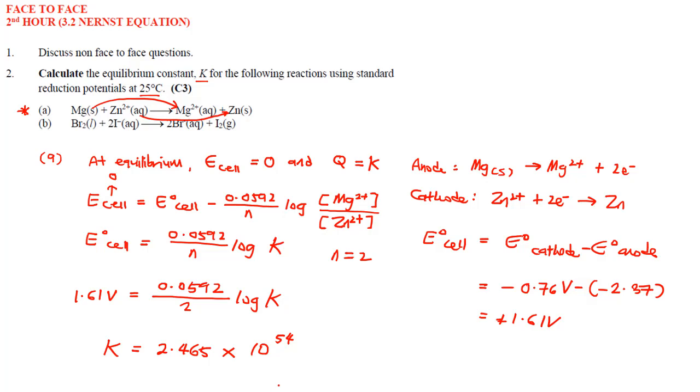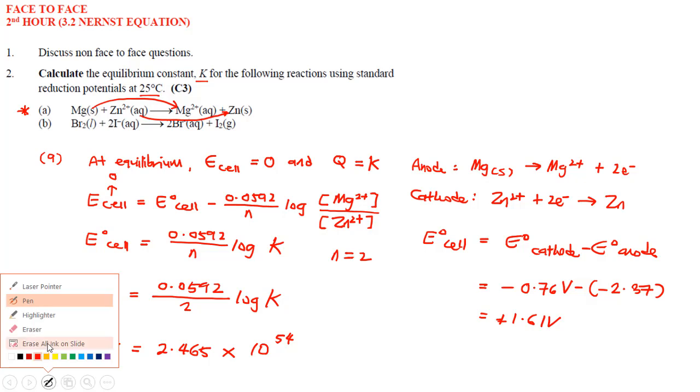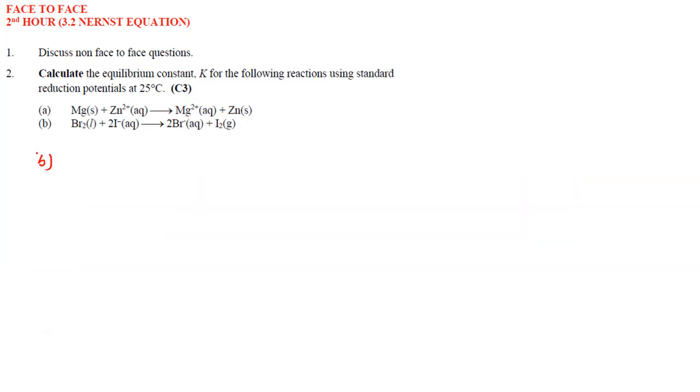Okay, so for part B it's actually the same exact question. Again, we determine first who is our anode and cathode. If you see bromine, it undergoes reduction from 0 to -1, so this is our cathode. And the iodide ion from -1 to 0 is our anode. So you must be clear with this, who is our cathode and who is our anode. Again the same thing.